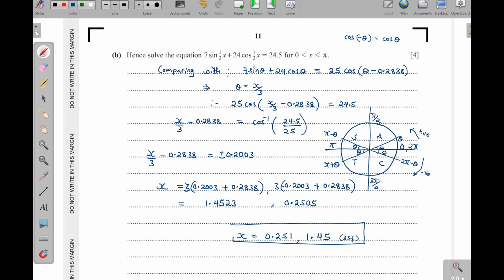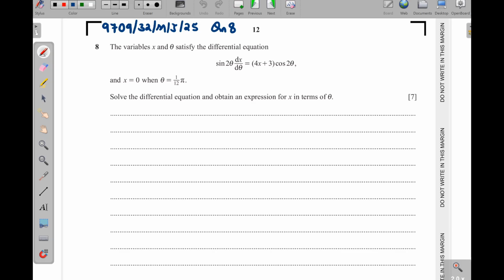That is that. Question 8 is coming from differential equations. The variables x and theta satisfy the differential equation, this one here, and x is equal to 0 when theta is equal to pi over 12. Solve the differential equation and obtain an expression for x in terms of theta. So the first thing we do here is to separate variables.